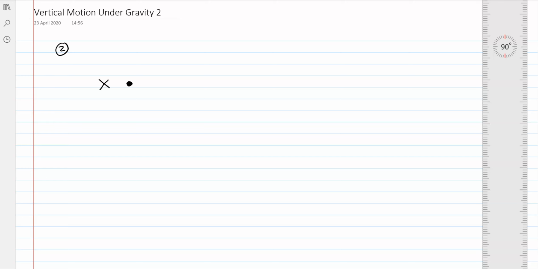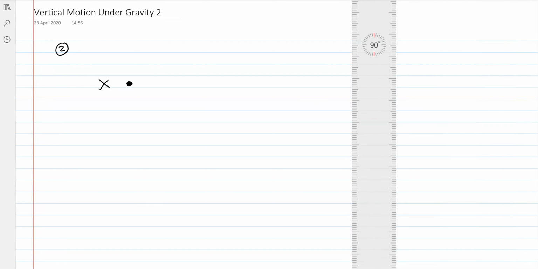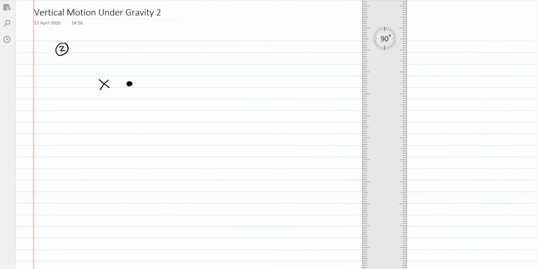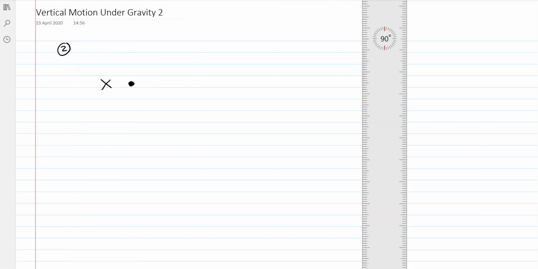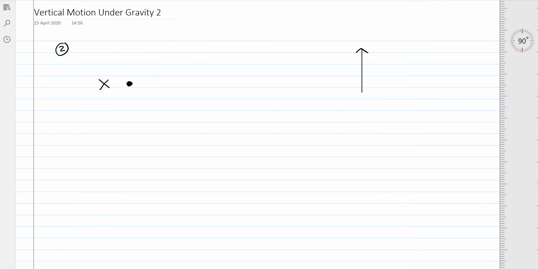is being projected. Oops, sorry, got the ruler. The ball is being projected upwards, so we'll treat that as our positive direction, as that's the direction initially the ball is travelling, so upwards. So there's our positive direction. And this point X is 7 meters above the ground.